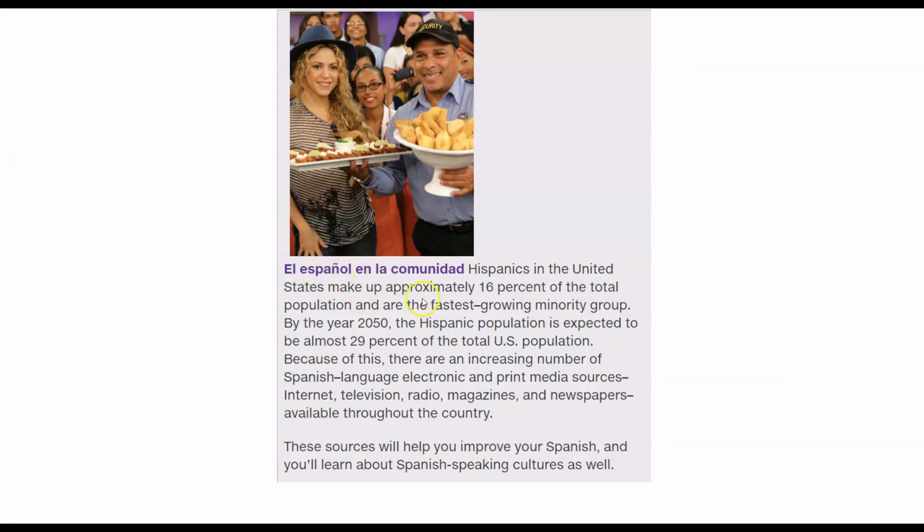En el español en la comunidad, Spanish in the community. Hispanics in the United States make up approximately 16% of the total population and are the fastest growing minority group. By the year 2050, the Hispanic population is expected to be almost 29% of the total U.S. population. Because of this, there are an increasing number of Spanish language electronic and print media sources: internet, television, radio, magazines, and newspapers available throughout the country. These resources will help you improve your Spanish, and you'll learn about Spanish-speaking cultures as well.